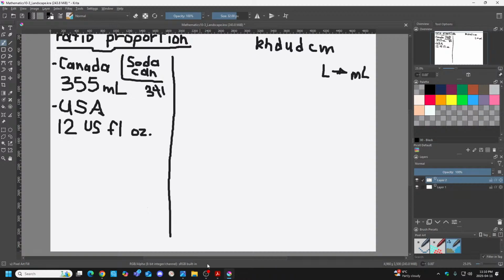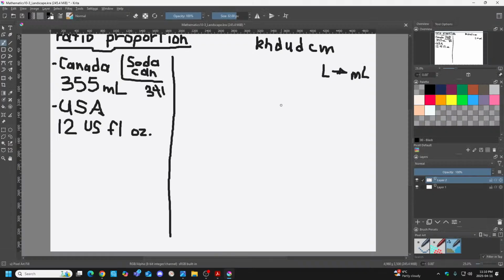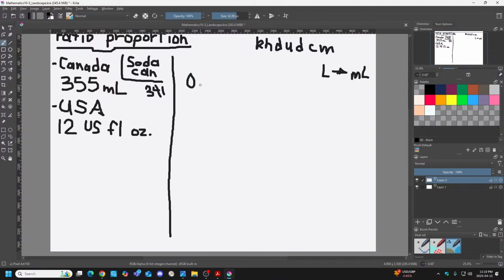If you look at our chart here, we can see liters is part of our base units. So from liters to milliliters is 1, 2, 3 jumps to the right with our decimal. Again, we're doing leapfrog or hopscotch, whatever you want to call it, with our decimal. Forget all that multiplying and dividing stuff. It's a waste of time. This is so much easier and so much quicker. So we have 0.15, and I know I have to do 3 jumps, so I'm going to put an extra 0.